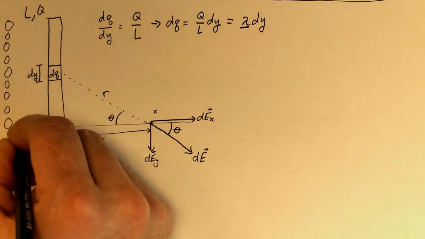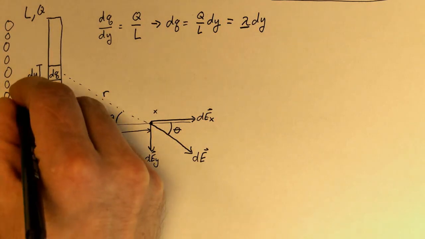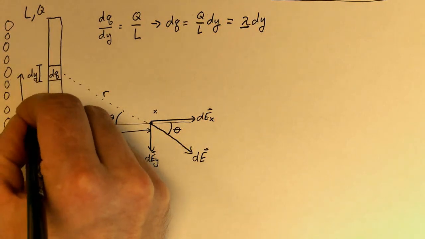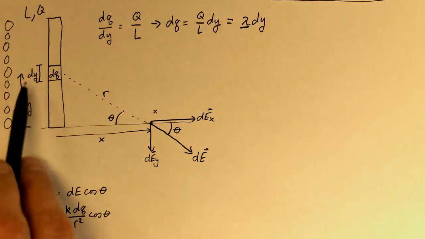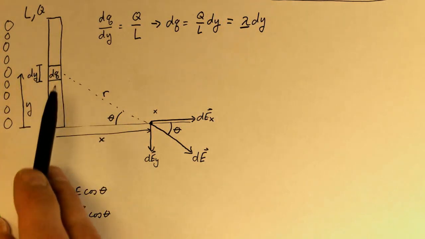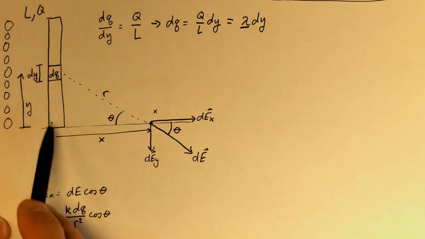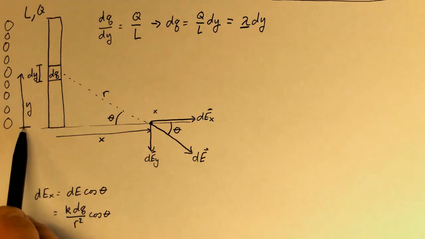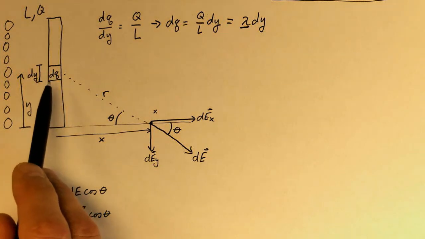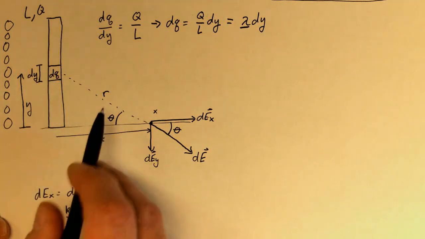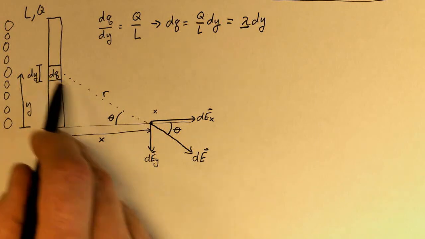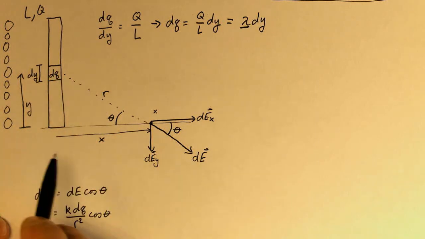Well, for that one, I need to be careful to specify where my little charge is. So my dq has a width dy, but it has a position of just y. So y is not small. y could be centimeters. Okay, y is where this small piece of charge is. Okay, and if that's the case, then this forms a triangle, a right triangle, with r being the hypotenuse and x and y being the other sides.